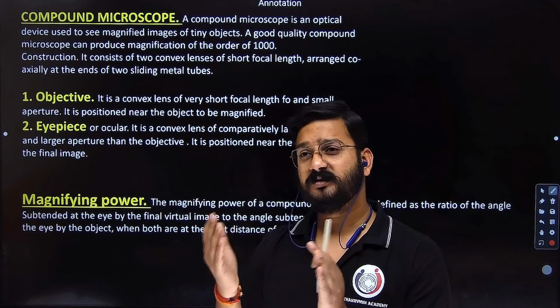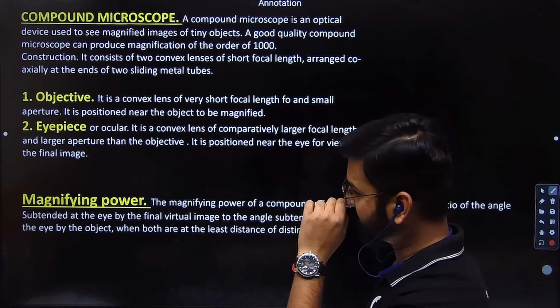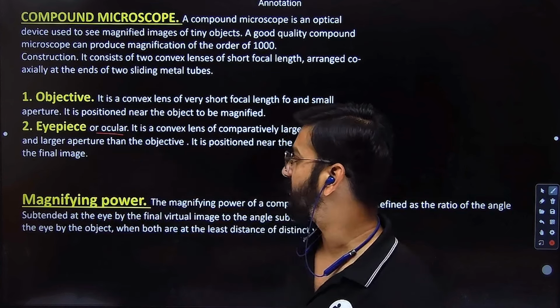Why is it called the eyepiece? Because the second lens is close to the eye. There is one more name for the eyepiece. The eyepiece is also called the ocular.